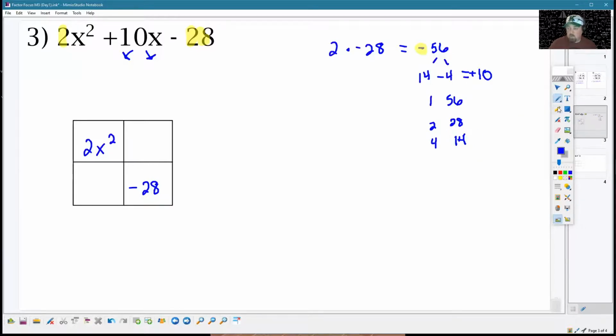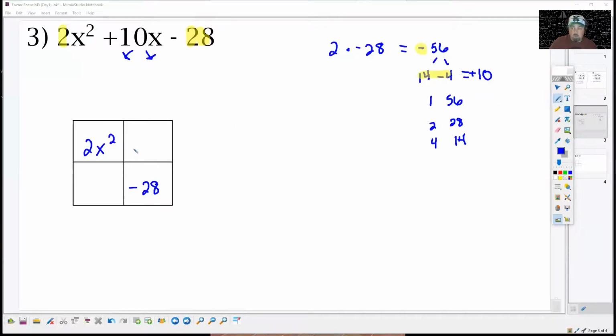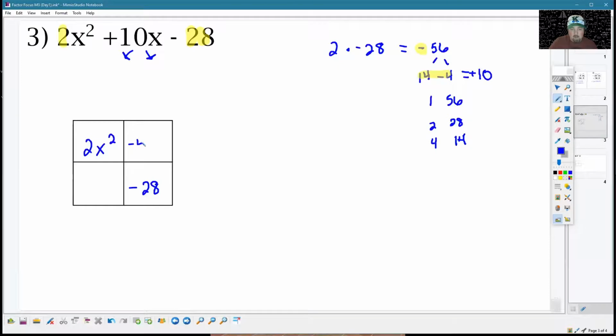Now what this tells me is that the two coefficients that are supposed to go in here are -4 and 14, because when I add those together, that's how I get this 10, and they're both supposed to have an x. Now that we have all 4 parts of the box filled in, we can just common factor.